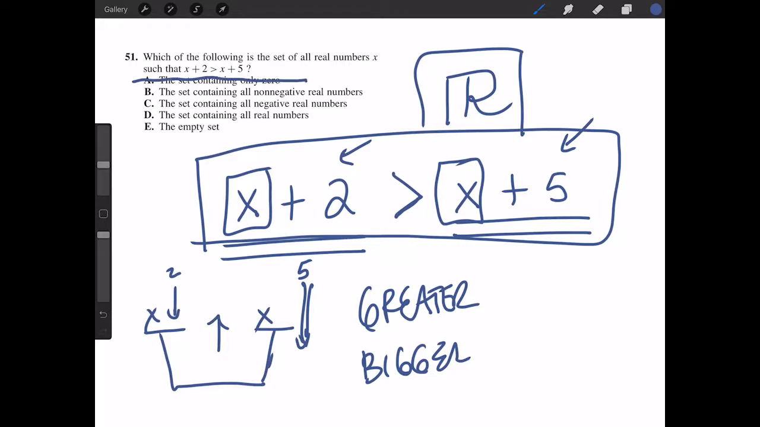So the set containing only 0 doesn't work. You can try the number 0 and plug it in. 0 plus 2 is 2. 0 plus 5 is 5. 2 is not greater than 5.